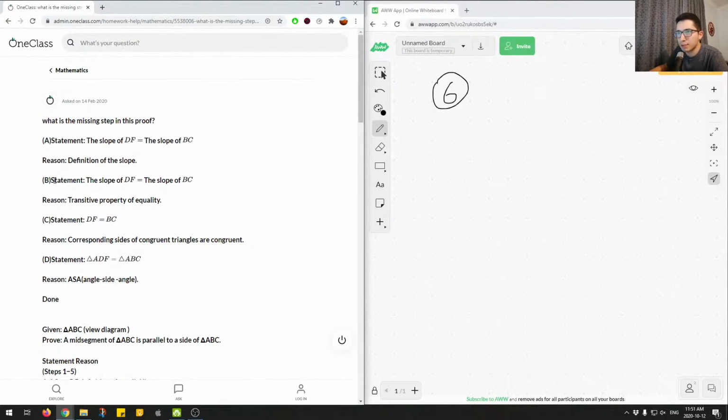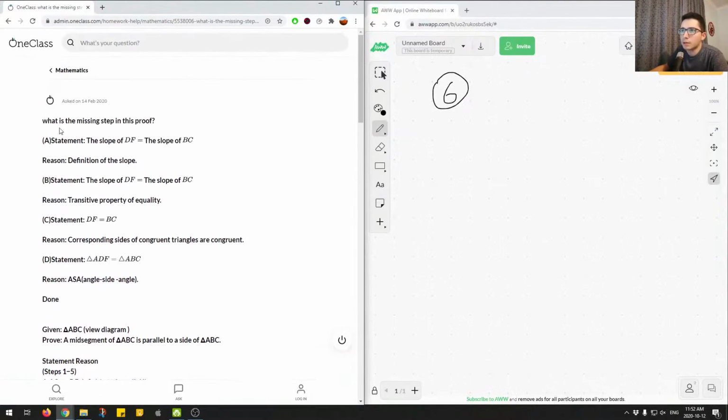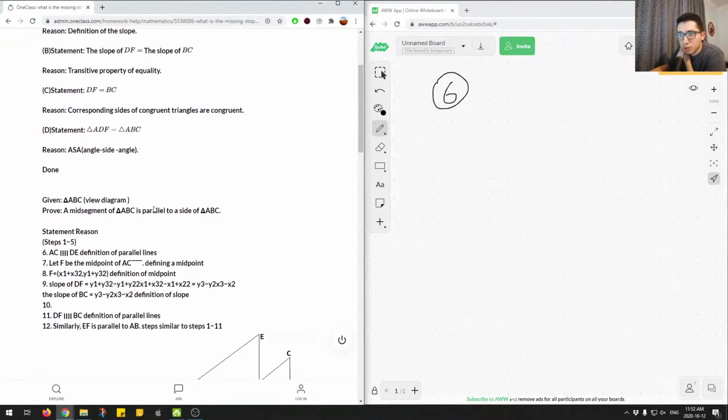We're given statements. So we have the first statement, the slope of DF equals the slope of BC. So I'm assuming, yep, we have some diagram of two triangles. Second statement, the slope of DF is equal to the slope of BC. Here the reasons are defined: definition of slope, transitive property of equality, corresponding sides of congruent triangles are congruent, ASA, angle side angle. So they're giving a bunch of relationships.